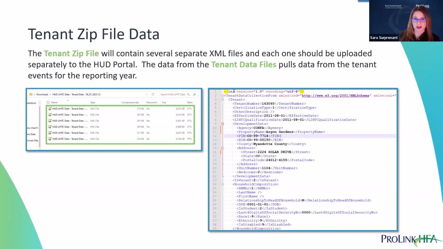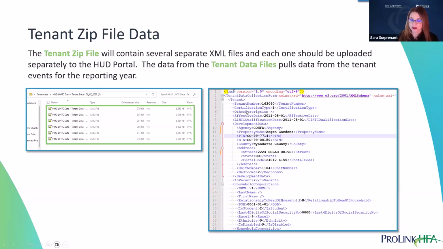So the tenant zip file is going to have a bunch of XML files, depending how big your portfolio is. Some states only have like 2 or 3 files. Some states have like 20 files. Every single file needs to be uploaded individually. So once you download your tenant data file, you would export it to a folder somewhere on your desktop or your computer, and then you would upload those files one at a time in the HUD portal.